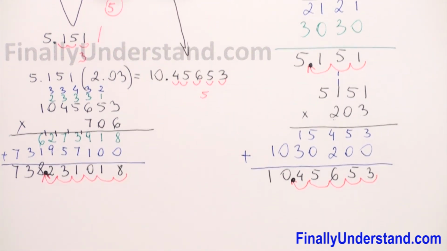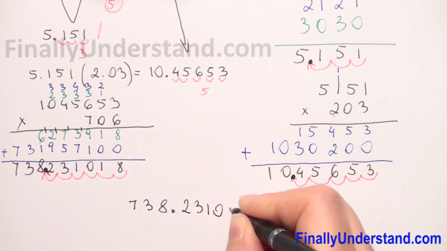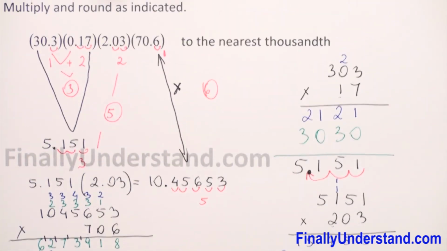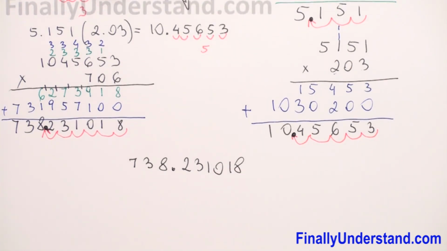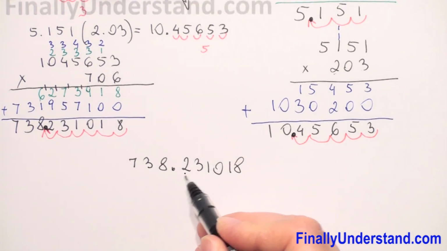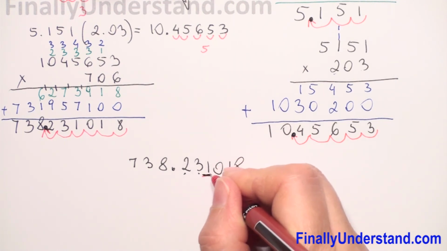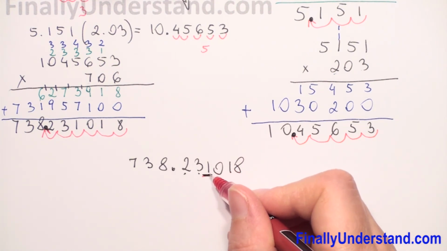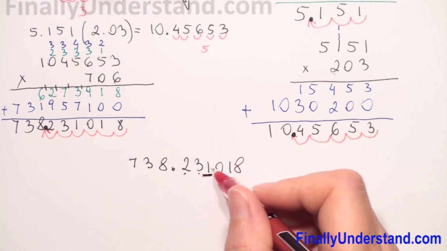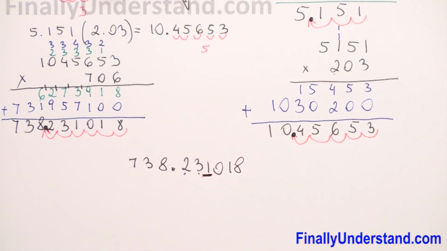So our solution will be, let me rewrite this, 738, decimal point 231018. What else? We have to round to the nearest thousandth at the end. So we have to go to the right from decimal point. This is tenths, hundredths, thousandths. So we underline the thousandth digit, and now we have to check what we have after the underlined digit, which is 0. When we have less than 5, we copy exactly the same digits which we underline, and everything that was after our underlined digit we have to change to 0.